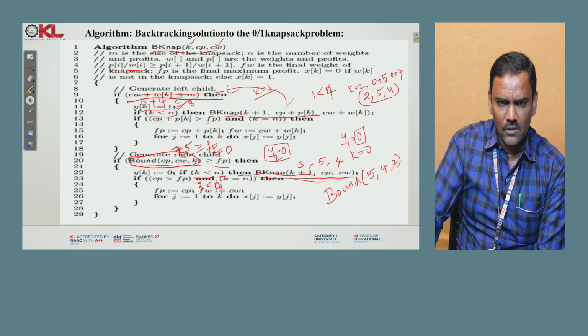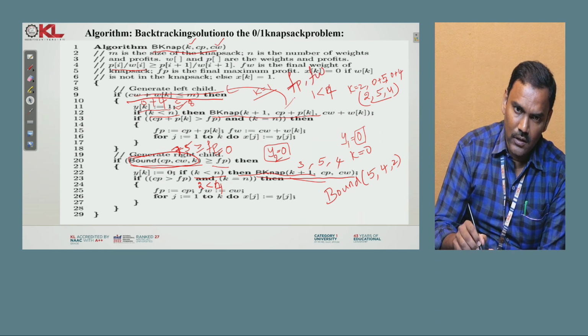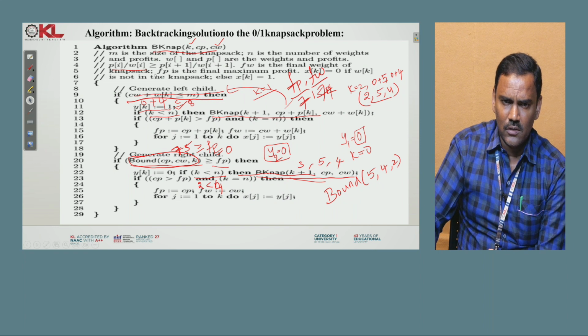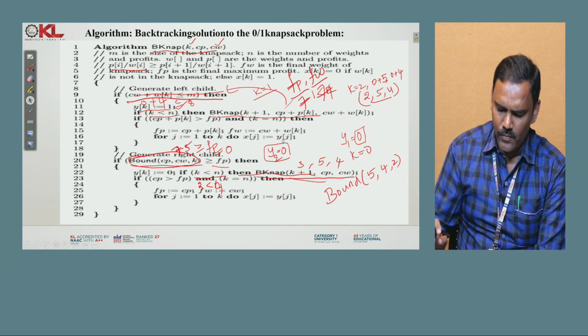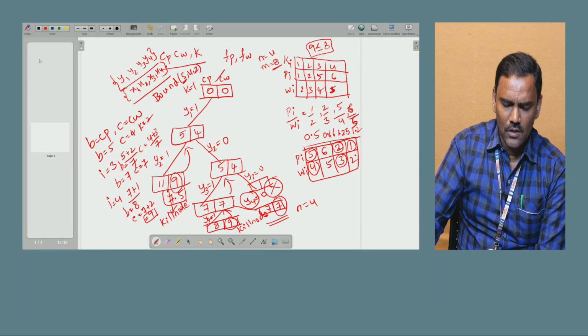If cp plus k and k equal to n, that means our k value is 4 and n value is 4, then we are adding that final profit. We consider that f of p and f of w is the final, then we are giving that final value 7 comma profit and 7 the weight. This is what you are going to be getting, and you are copying those y values, that means the y values of the binary information are going to be copied here.